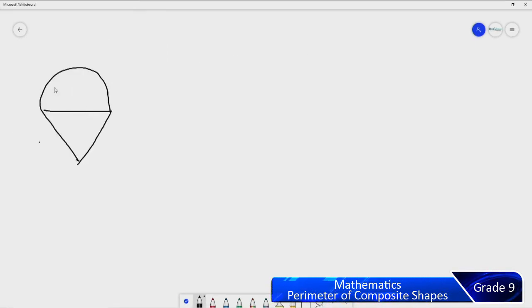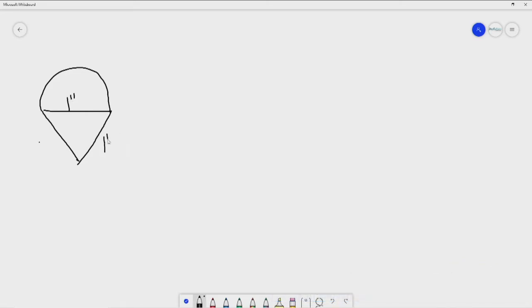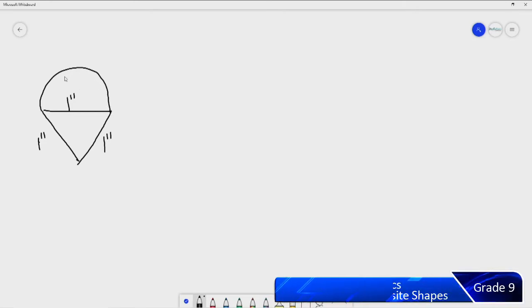In the next example, we have a shape that looks like the outline of an ice cream cone. Here is equal to 1 inch. Then we have another inch here and another inch there. In order for us to calculate the perimeter of this shape, we need to be able to find this missing side. And this shape at the top here is actually a semicircle. So in order for us to know what this circumference is, we have to calculate the circumference of a circle and divide it by 2 because it is a semicircle.